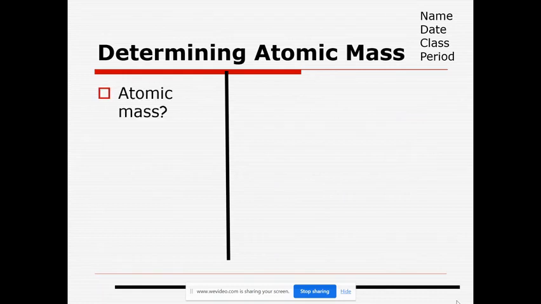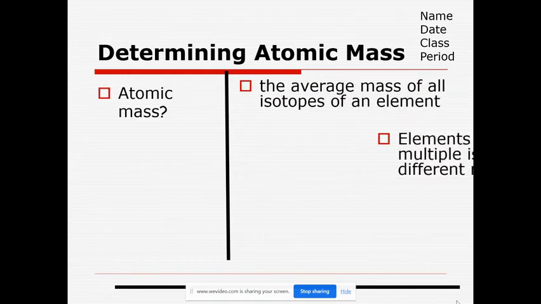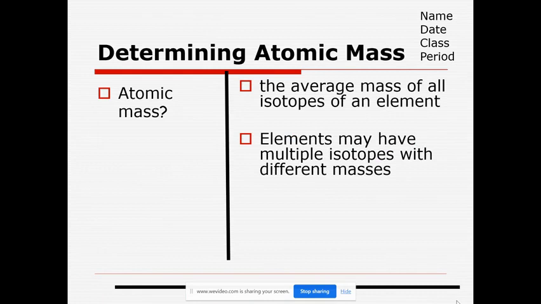So, first, if you remember what atomic mass is, you look on the periodic table and you find that atomic mass, and you'll notice that it's in decimals. But we talked about the fact that protons and neutrons have a mass of one atomic mass unit each, and electrons really don't have a mass. So, why is it that there are decimals?